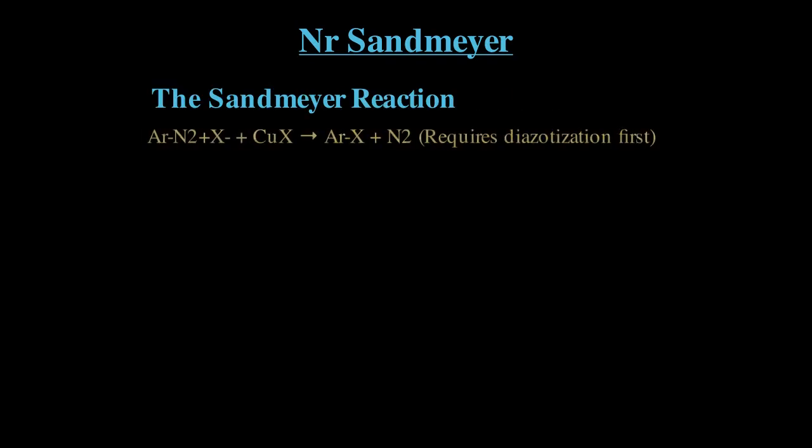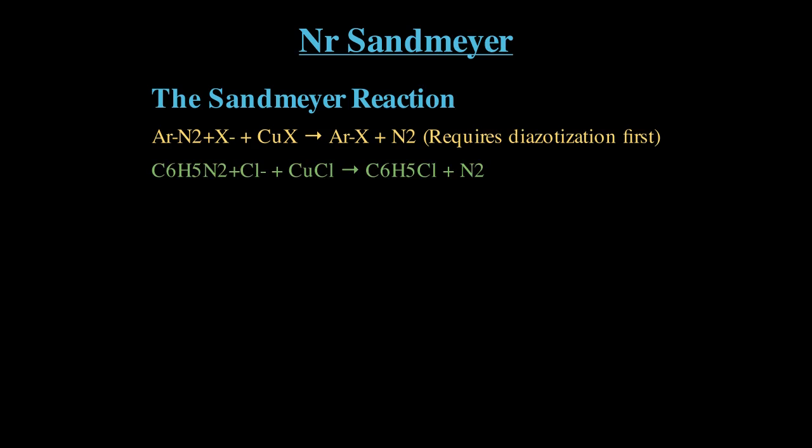First, we need to prepare our starting material using a process called diazotization. We take aniline, react it with sodium nitrite and HCl at a very cold 0 to 5 degrees Celsius. This produces benzenediazonium chloride. Now for the Sandmeyer reaction itself. You take this diazonium salt, C6H5N2+ Cl-, and treat it with a cuprous halide like copper(I) chloride. The result is chlorobenzene plus a harmless puff of nitrogen gas. This is a fantastic way to replace an amino group with a halogen.